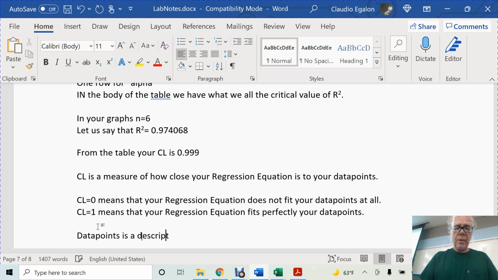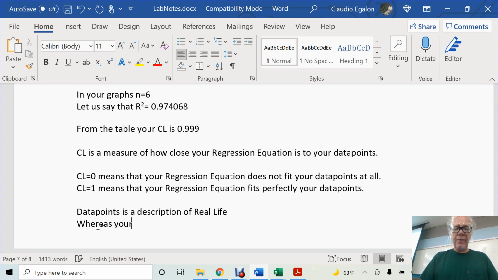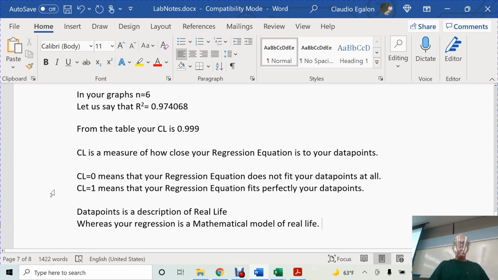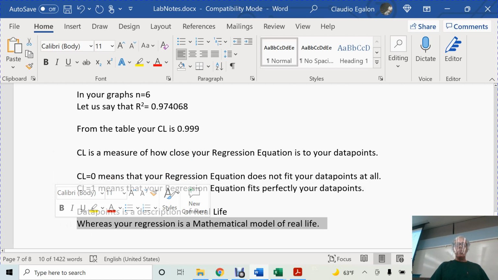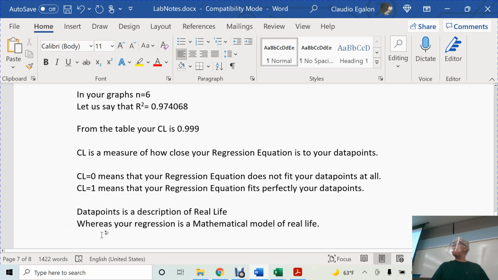that you collect in your experiment is a description of real life. Okay? We can put this way, real life. Whereas your regression equation is a mathematical model of real life. Okay? The closer your CL is to 1, the closer your mathematical model is to real life. Okay? That's how you interpret the CL.